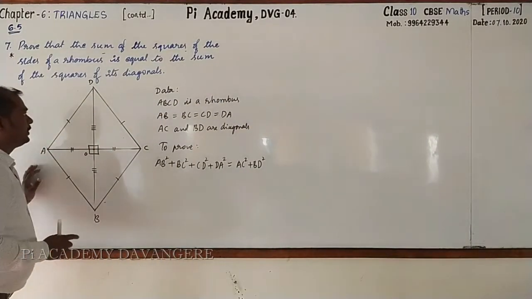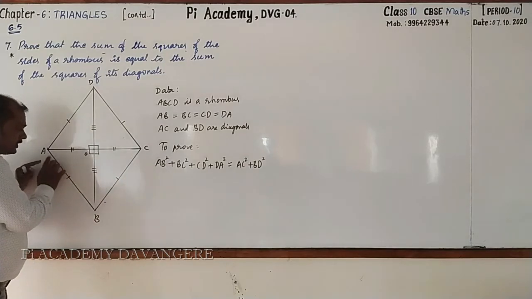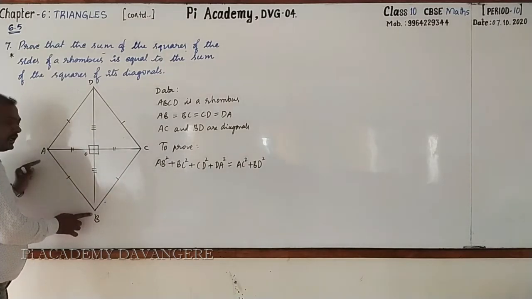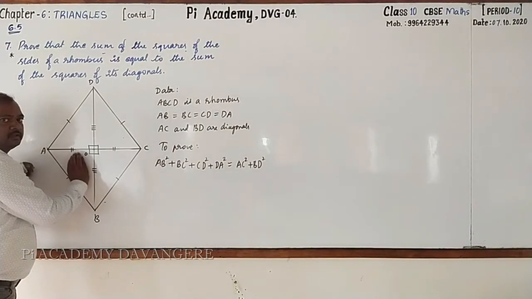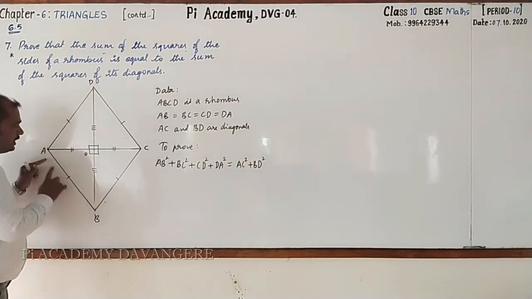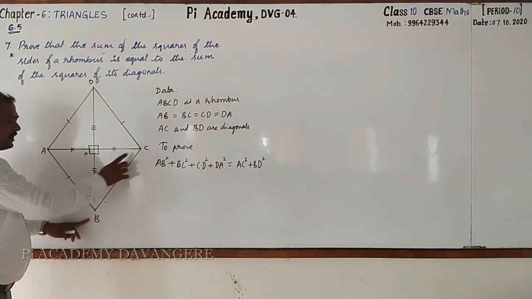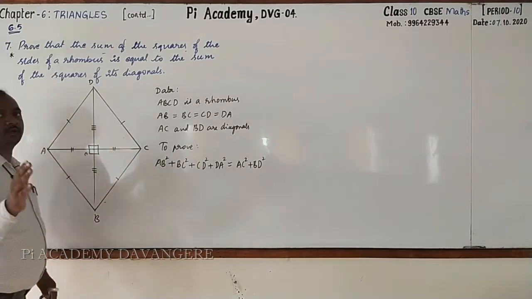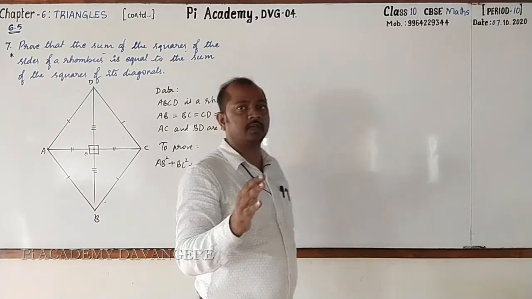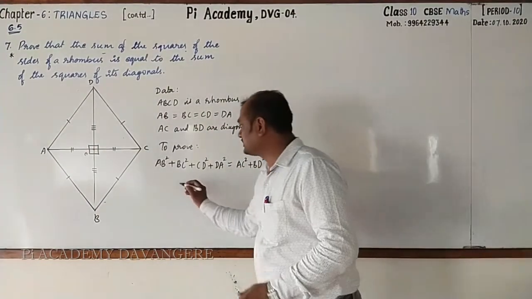It's very simple. Look here, AB square. With respect to side AB, we have a right triangle. Then we can write AB square equal to AO square plus BO square. Similarly, BC square as BO square plus CO square. Like that we can apply Pythagoras theorem for all the four triangles. Yes, dear students, observe the proof.